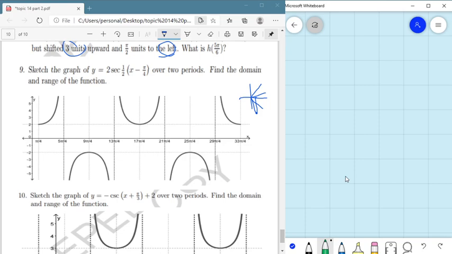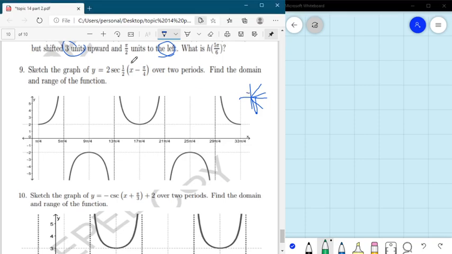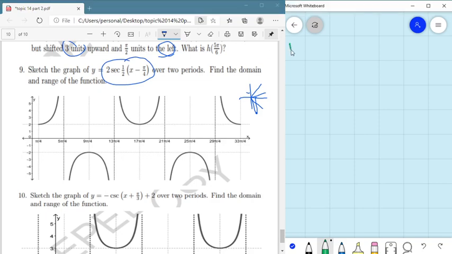So, we are given a secant, right? Let us recall that for secant, you use cosine. First, let us look at the period, which, since it is secant and cosine, is 2 pi over b. Since our b is 1/2, 2 pi over 1/2 equals 4 pi, which is 2 pi times 2. So this will be 4 pi.